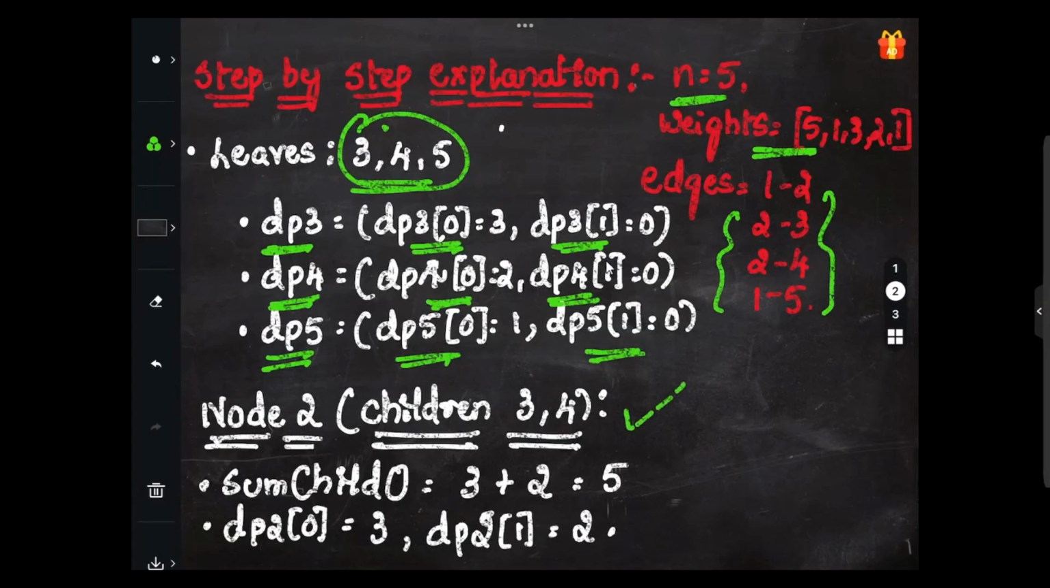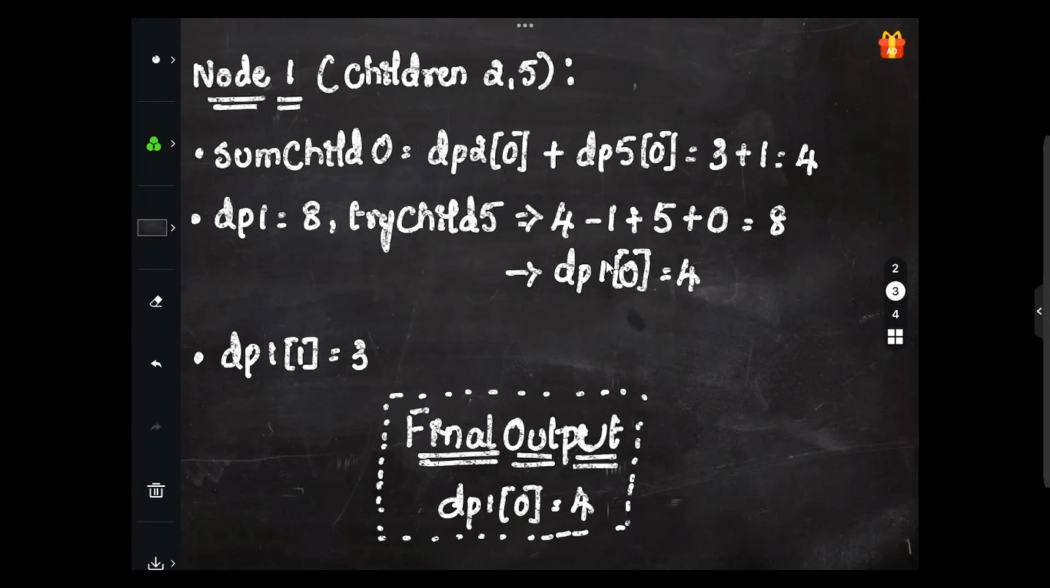So let's go with node 2 here, meaning we have to consider children 3 comma 4. As I've said, we'll be going with the variable some child 0 for the children 3 and 4. This will be 3 plus 2, so this will be 5, and dp2 of 0 will be 3 and dp2 of 1 will be 2, right? Simple. Now after considering node 2, we'll be going with node 1 basically.